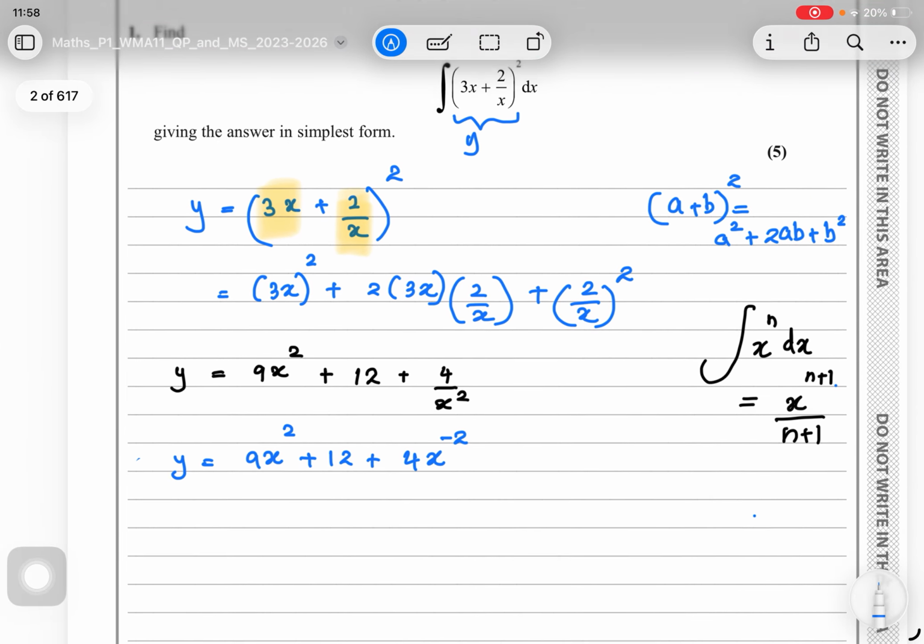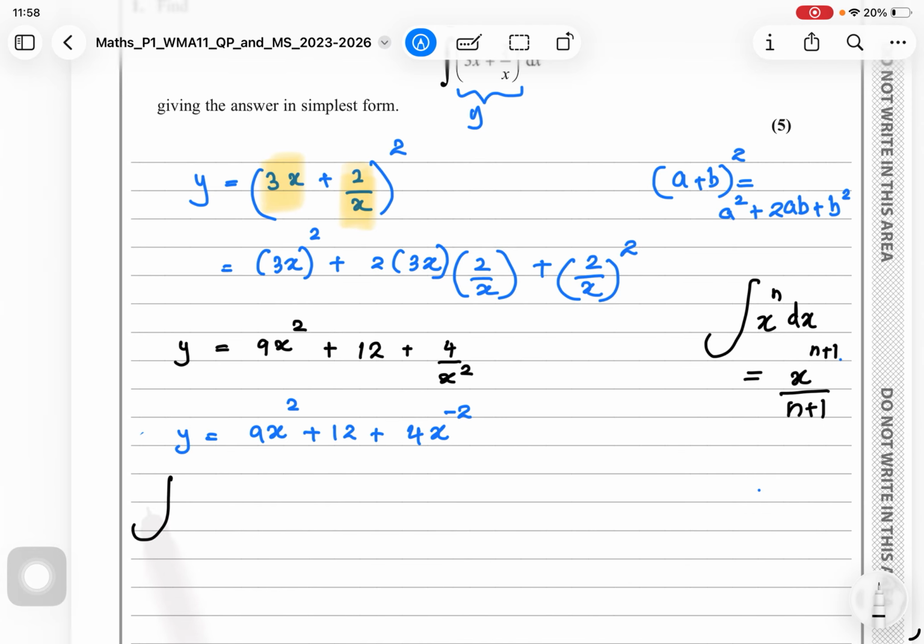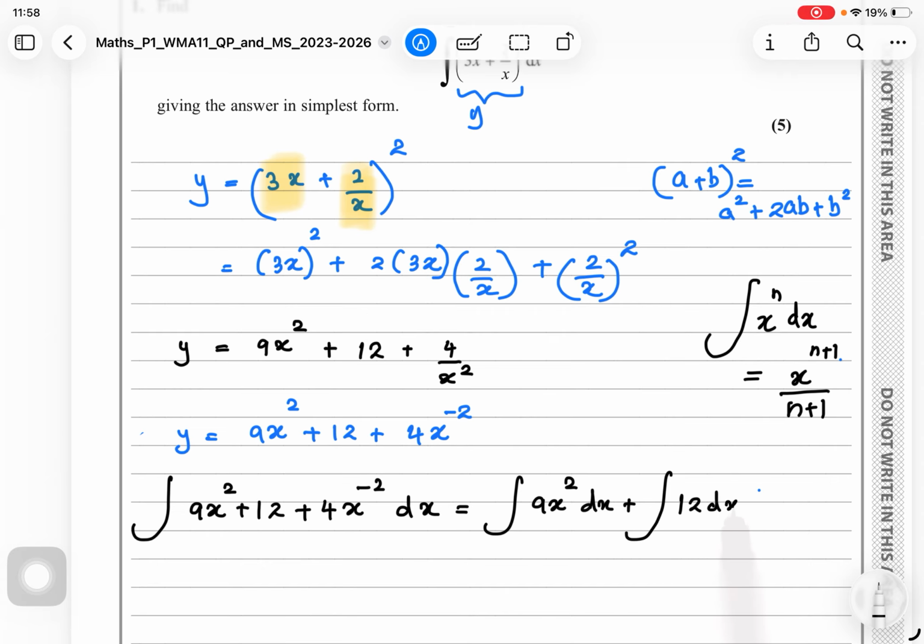Now let's start with the integration: the integral of 9x squared plus 12 plus 4x to the power negative 2 dx. Now we can do the integration term by term. We can take the 9x squared, and we can get the 12, and we can get the negative 2 dx. So we can get that answer.